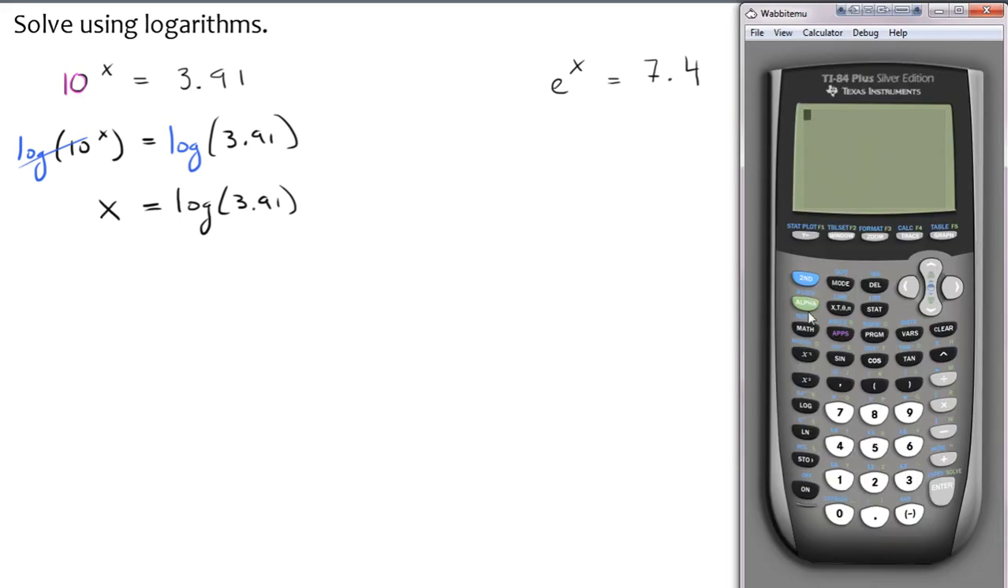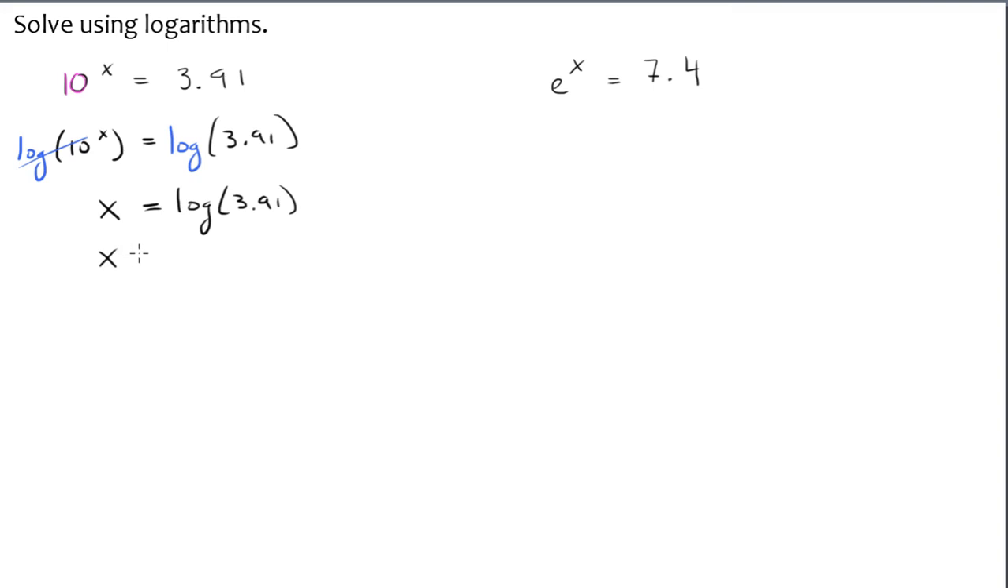And I'm going to take my calculator and I'm going to input log 3.91, enter, and I'll get 0.592, let's call it. So x is approximately 0.592. So I've got my exact solution right here and then my approximate solution.